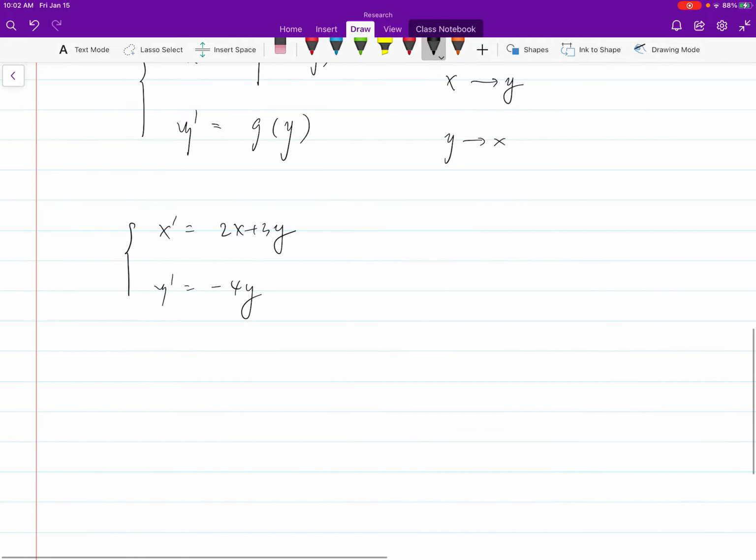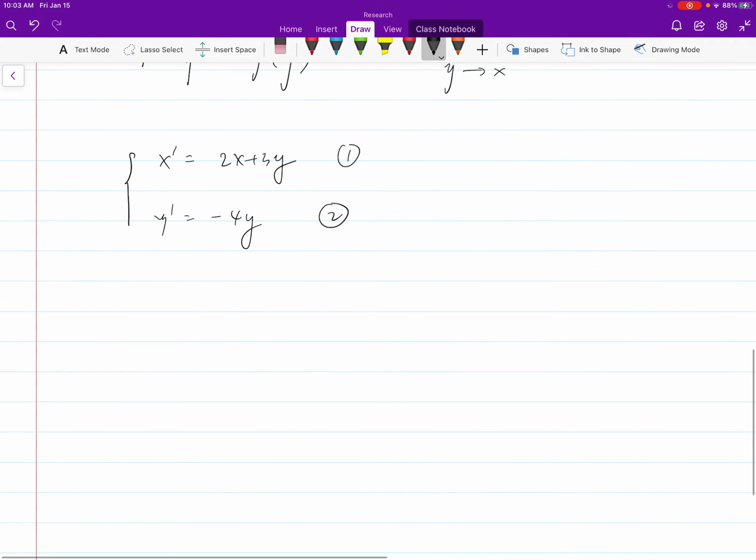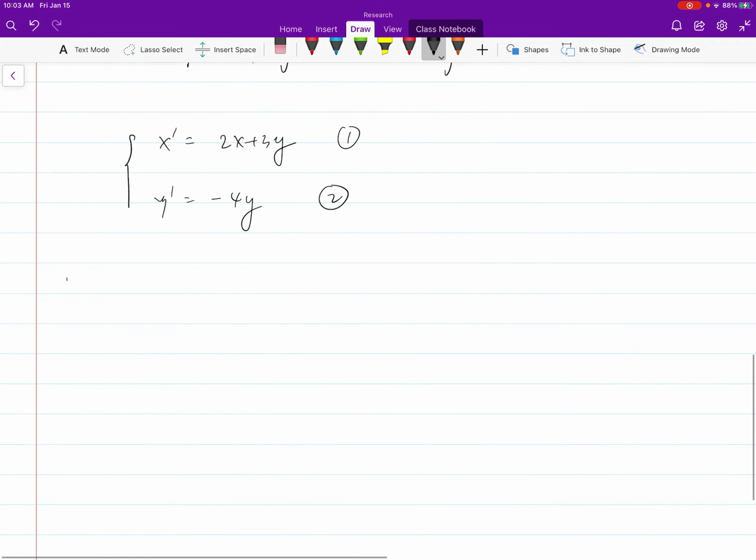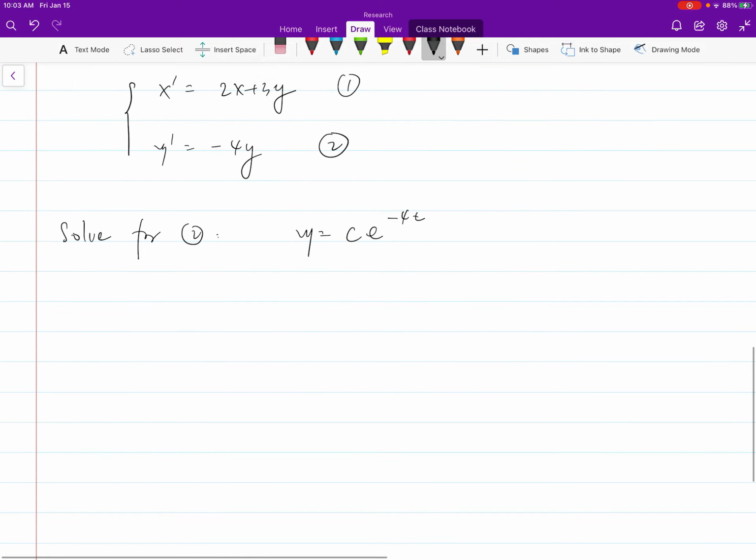If x depends on y and y depends on x, we have to solve them together. But in this case, you can clearly see 1 depends on 2, but 2 is self-contained. Then we can solve for 2 first. There's no x, only y. Therefore, y equals a constant times e to the negative 4t. And once you finish, you can plug it back into 1.